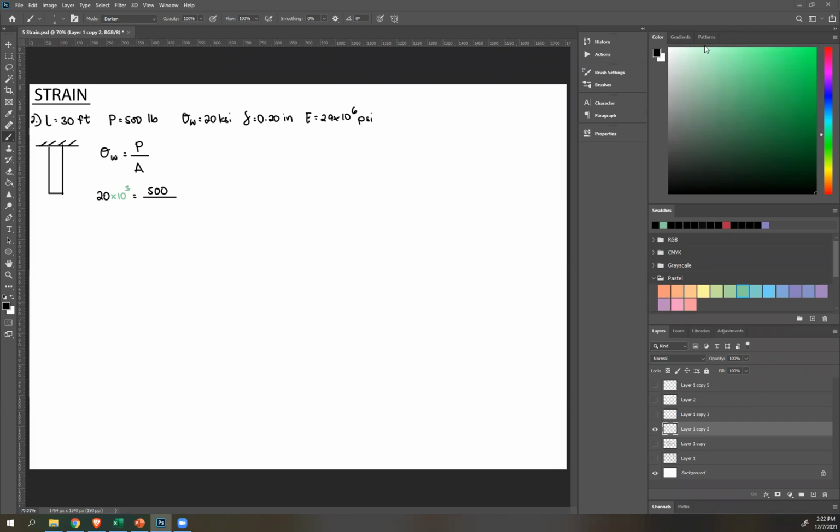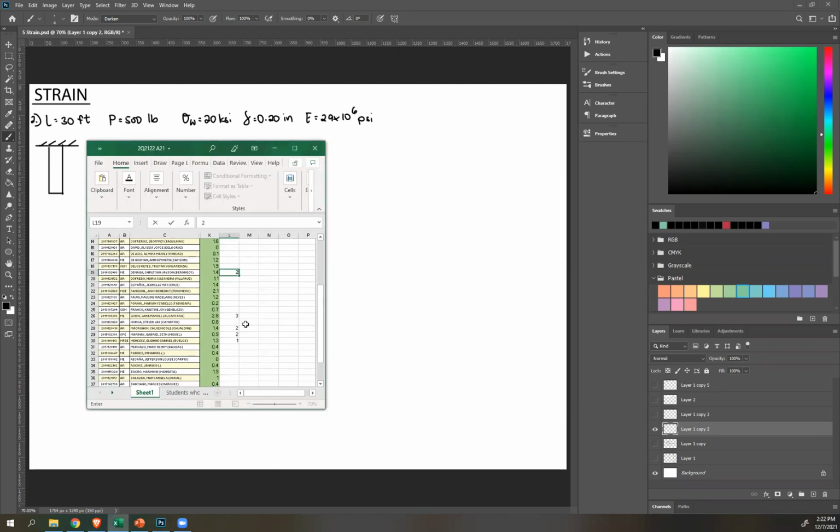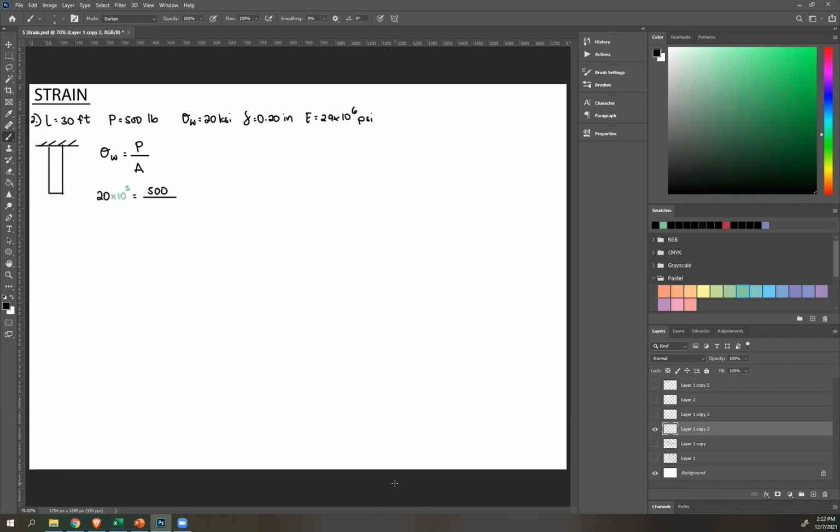Correct, Gabriel and Chloe. It's a circle, right? The cross-section of a wire is a circle, so that's pi over 4 d squared. And then from this, you can solve for d. What's the answer?